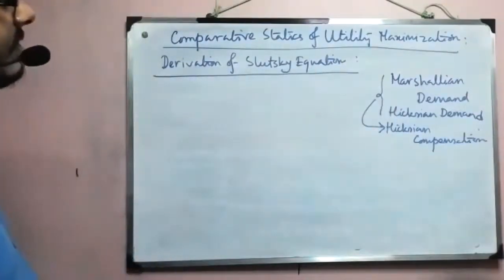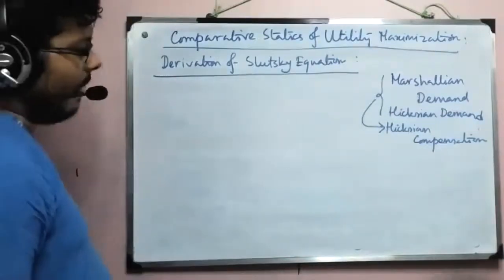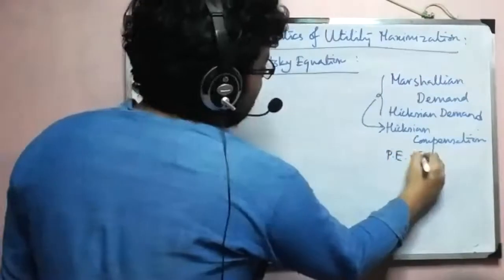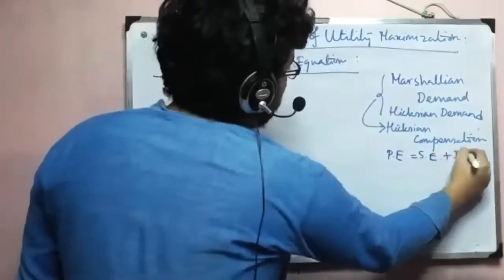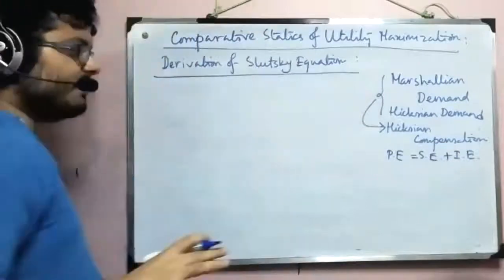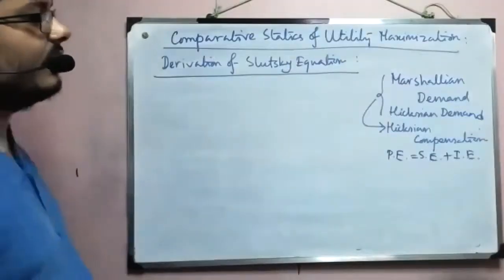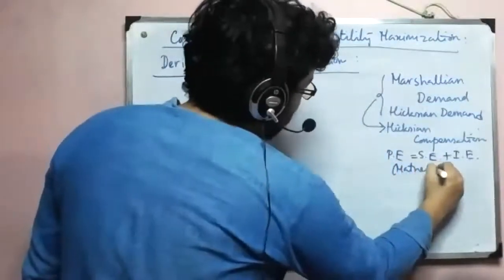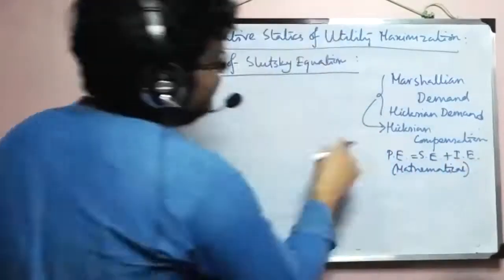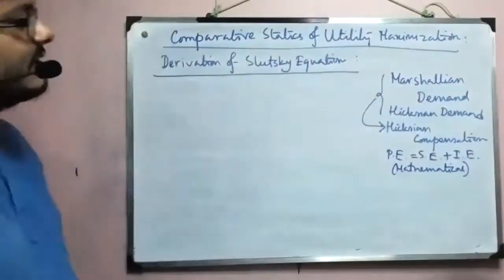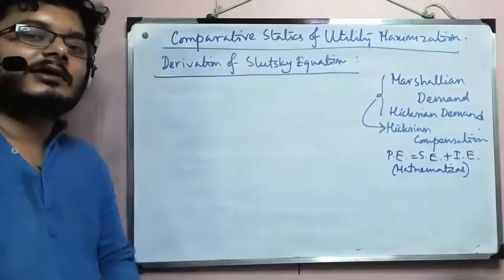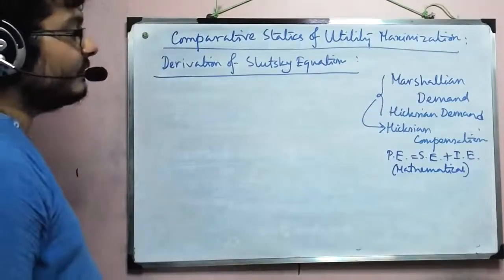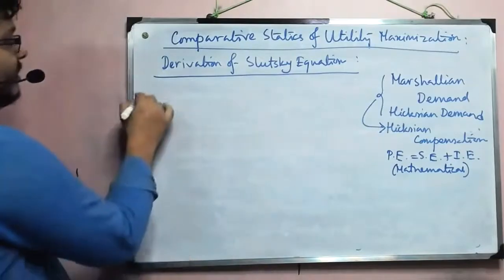So here we will be using mathematics. Now the result that we got earlier is price effect equals substitution effect plus income effect. Here it is the same result that we will obtain, but mathematically. That itself is called the Slutsky equation because the result was derived by Slutsky. Before doing that, we'll just check our background.